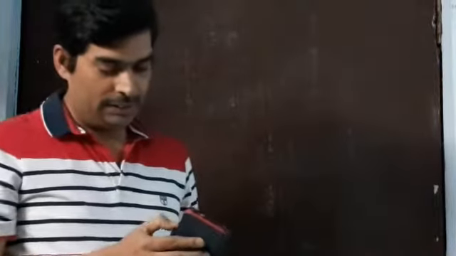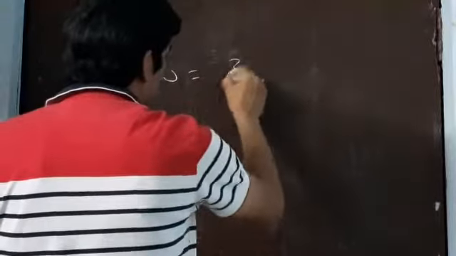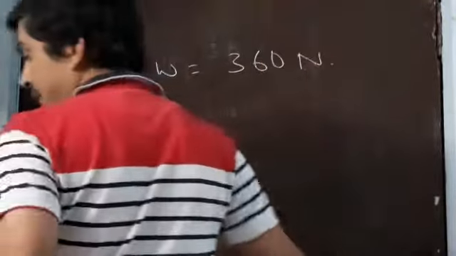So, the first numerical: the weight of one body on the surface of earth is 360 newton. What will be its weight on moon where the gravity is 1/6 of the earth? So the weight of the body is 360 newton at earth.